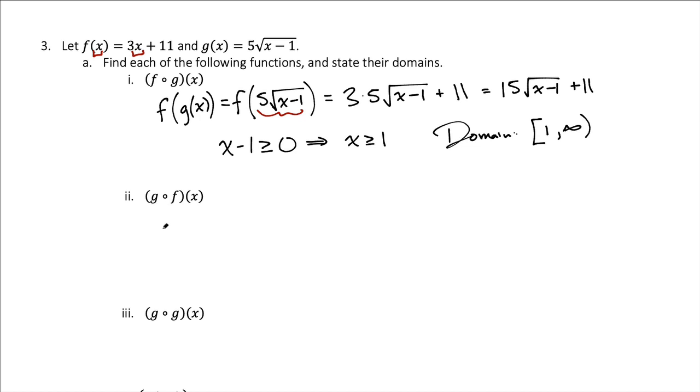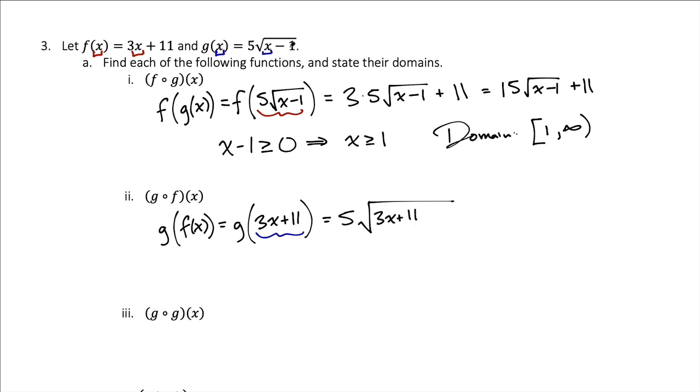For g composed with f, we're just doing this in reverse order, so we're doing f first and then g. So for f, well, f of x is 3x plus 11. And now we're going to use that as the input in our g right there. Okay, and so we get 5 times the square root of, and now our input x is actually the 3x plus 11, so 3x plus 11, and then minus 1. Now this we can of course simplify. We've got the square root of just 3x plus 10.